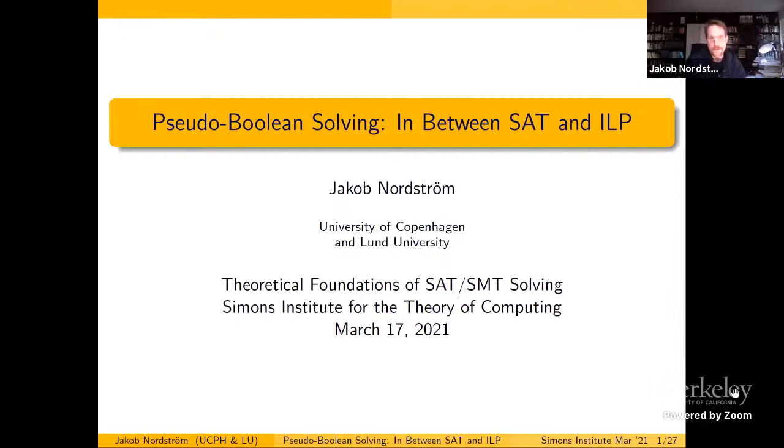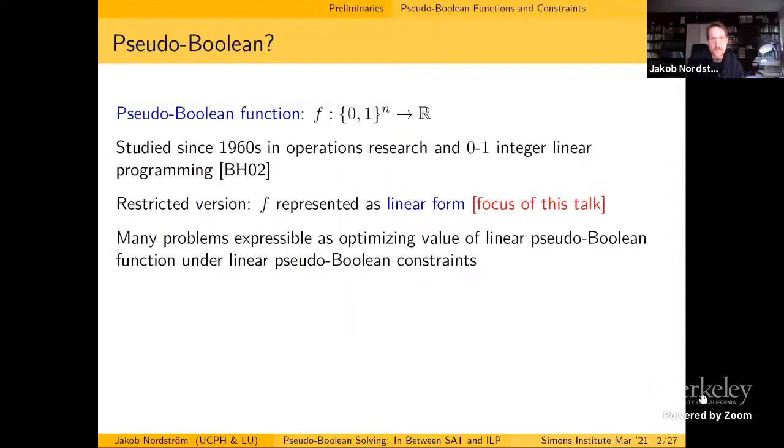So I'm Jakob Nordstrom, the University of Copenhagen, Lund University, and I'm going to talk about pseudo-Boolean solving as something sitting right in between SAT solving and integer linear programming. So what is pseudo-Boolean solving? That's maybe the first question, apart from being a cool name. Well, as a theoretician, I would call it just a function over the Boolean hypercube.